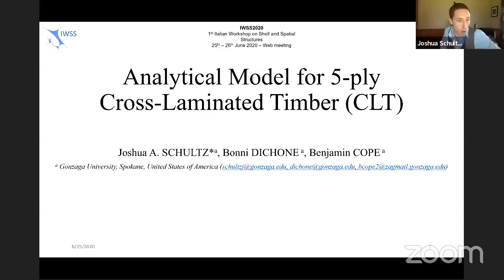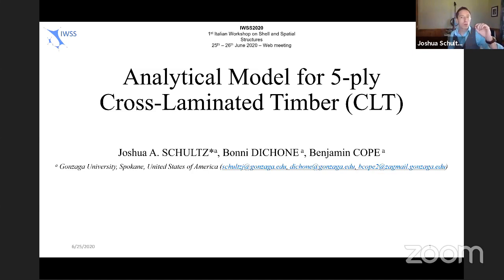Good afternoon or good morning from the west coast of the U.S. So what I'd like to do here today in the relatively short amount of time that I have is, rather than focus on all the details of the actual derivation of the model, which are in the paper, talk about the context and the motivation for what we're doing here.